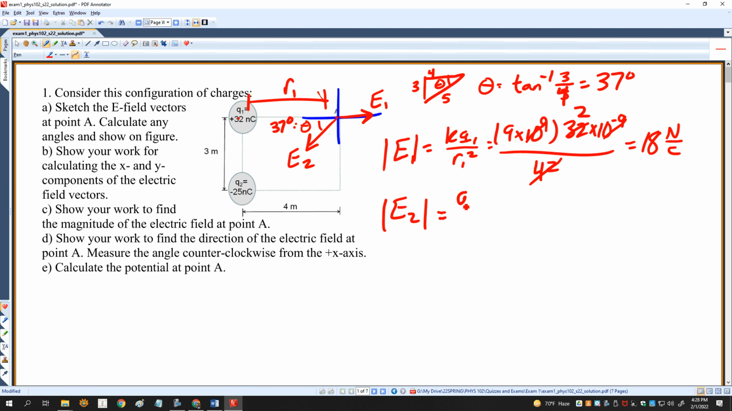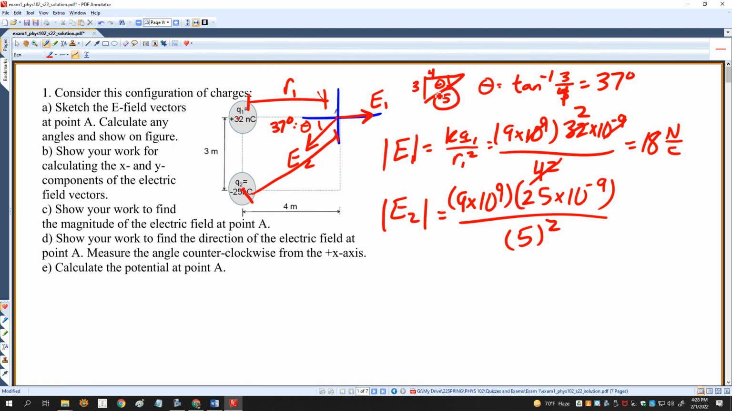And then E2 is similar. I'm not going to write the equation, but I'll write out the numbers here. So that's 25 times 10 to the minus 9 divided by the distance, which is 5 meters squared. That's the distance from here all the way over to here. It's that side of the triangle. The square root of 3 squared plus 4 squared is equal to 5, but that's that special 3, 4, 5 triangle. And that leaves me with 9 newtons per coulomb. So now I'm left with, let's see, so that is part A.